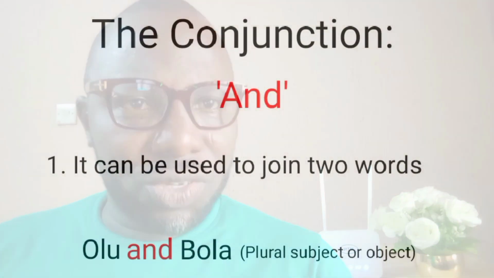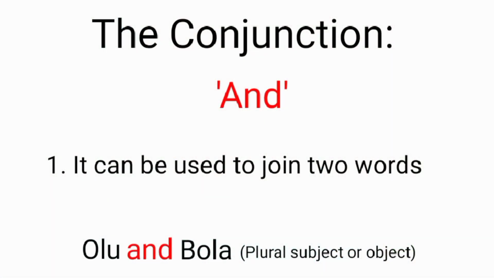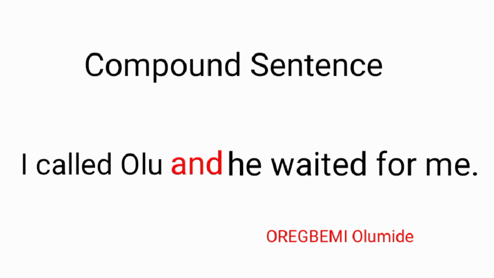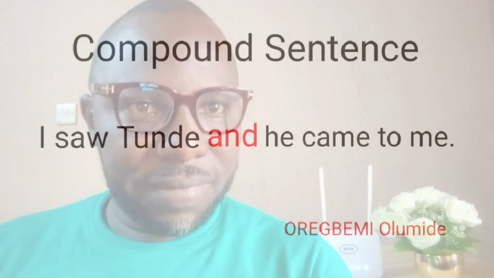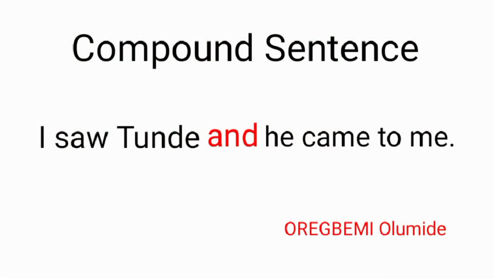Now, and is used to join two words together. When you use and to join two words together, those words become plural. So you can use and to achieve plural subject. You can use and to achieve what we call a compound sentence. And when we say a compound sentence, we mean two simple sentences joined by a coordinating conjunction and. An example could be, I saw Tunde and he came to me. I saw Tunde and he came to me.